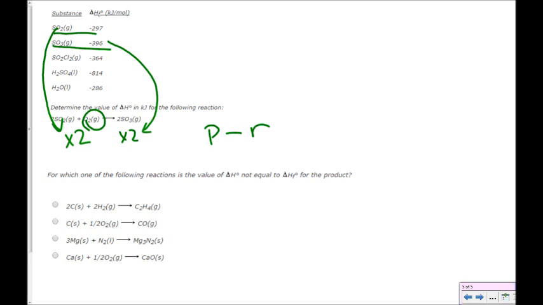Now, why is that not up there? Because I need to know that one too. Well, elements in their elemental state. Oxygen is a gas. That's what elemental state means. What is it in this room right now? Well, it would be O2 gas. So that's going to be 0.